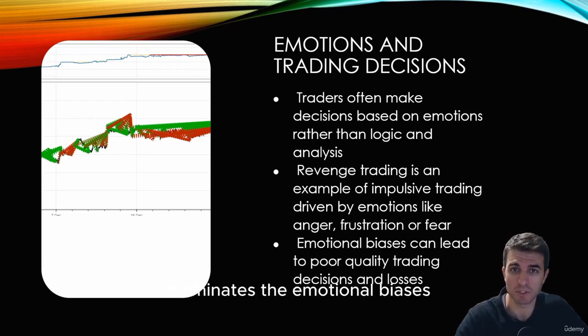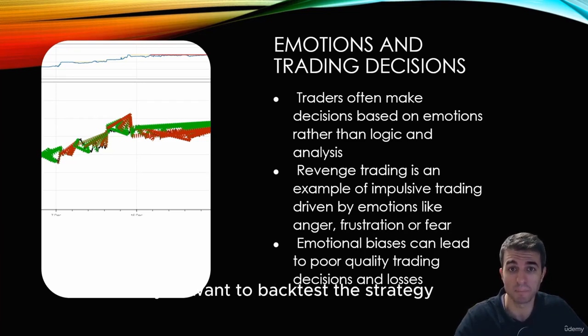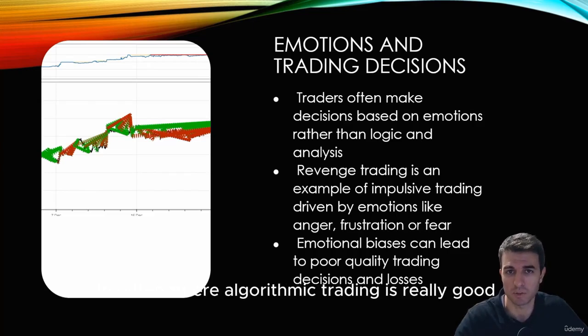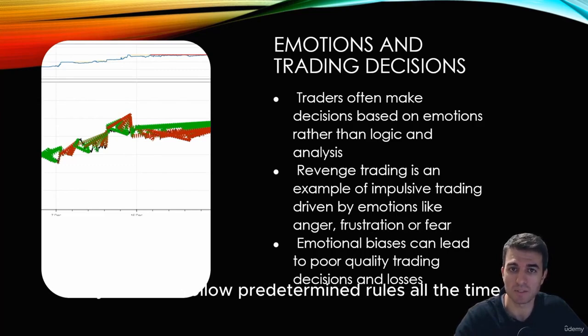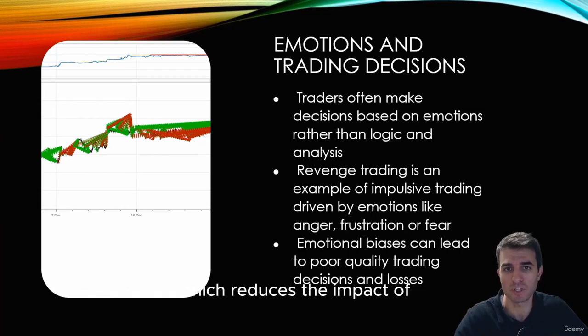It eliminates the emotional biases and improves the quality of your trading decisions. And you can also use algorithmic trading to backtest a strategy that you think is profitable. You just want to make sure before trading manually, you want to backtest the strategy just to make sure that it's really profitable in different circumstances and in different times. So this is where algorithmic trading is really good. In contrast to human behavior, an algorithmic trading system will follow predetermined rules all the time, stick to these rules, and execute trades based on data analysis and logic, which reduces the impact of emotions on trading decisions.